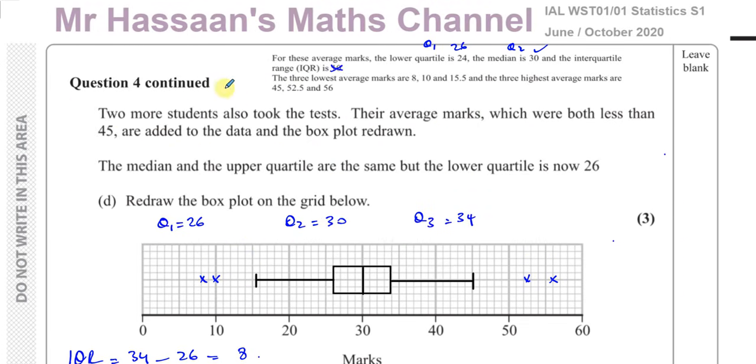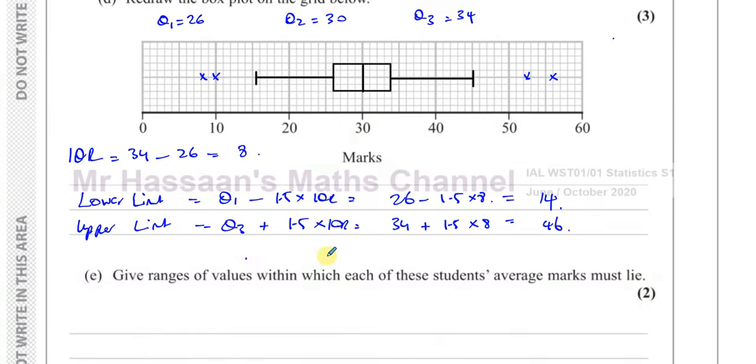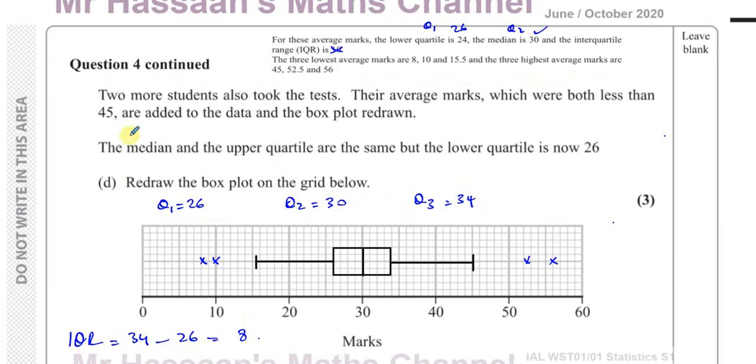So they're talking about these two more students. So there's two values that have been added to the data that caused this to happen. It caused the median and the upper quartile to be the same, but the lower quartile to increase from 24 to 26. All right, so how does that work?